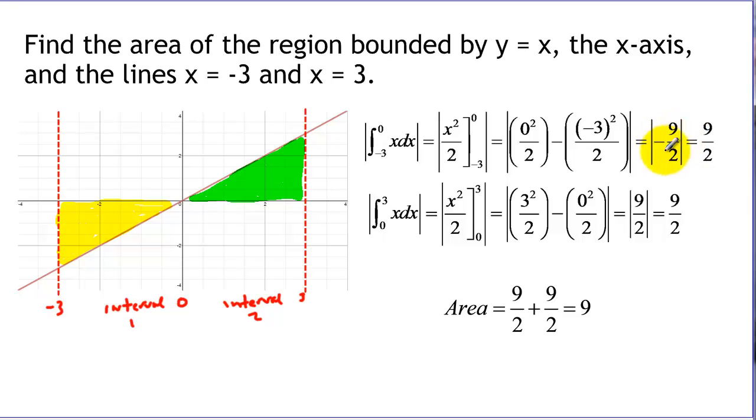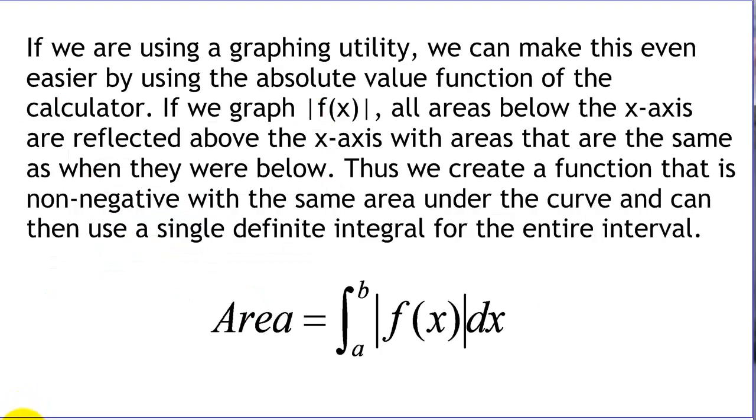And we get again negative 9/2 for this part, which we had found earlier, and take its absolute value, do the same for this part, and now we have to add those two together. So our correct answer for this simple problem that we had would be an area of 9 square units.